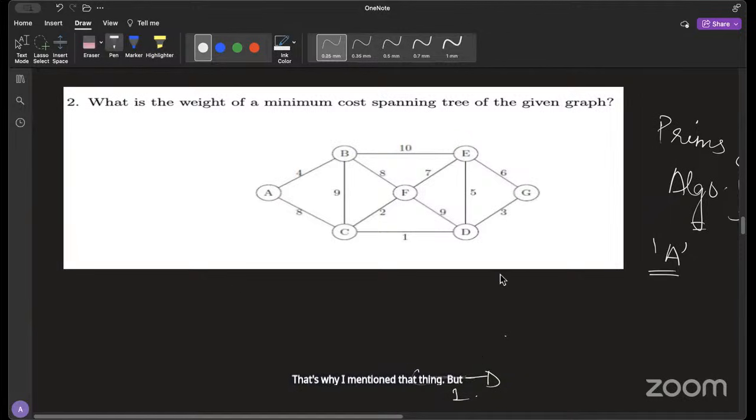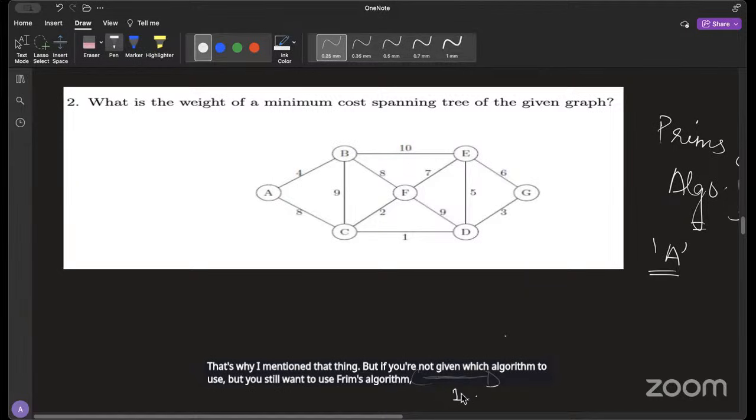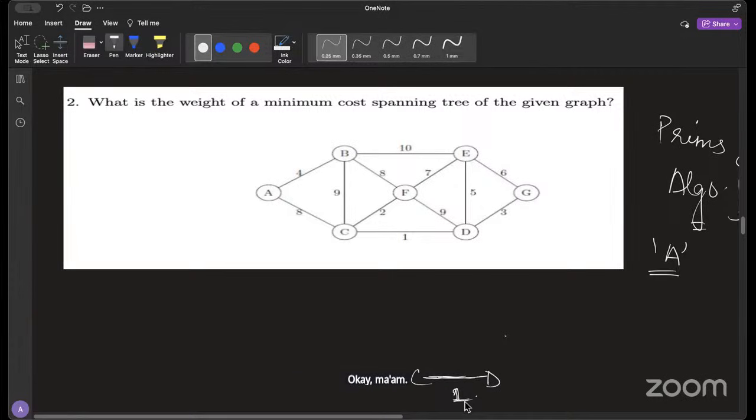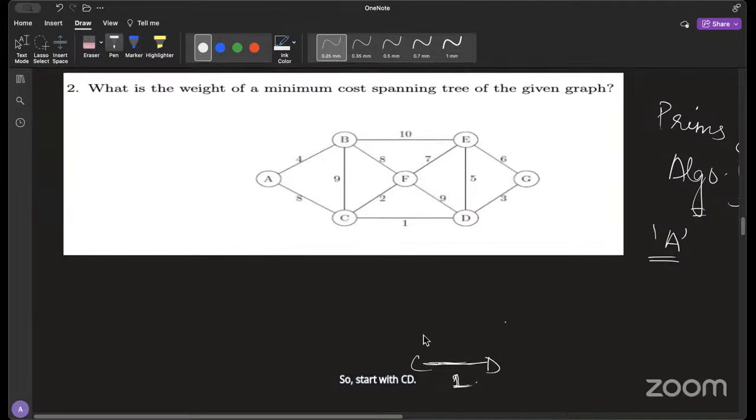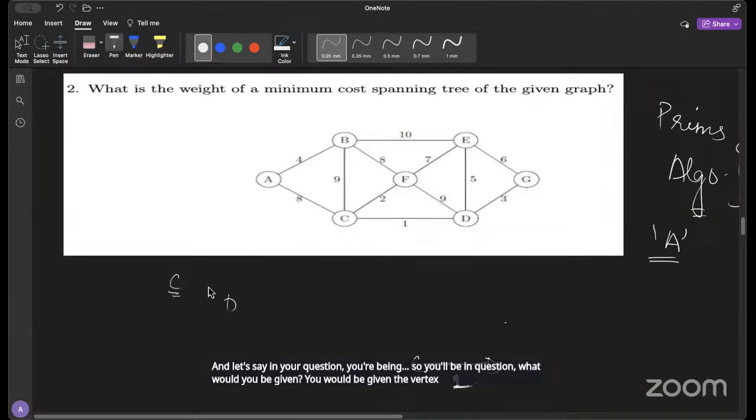But if you're not given which algorithm to use, but you still want to use Prim's algorithm, then start with the least weight edge. Okay? So start with CD. And in your question, you would be given the vertex as C or D.